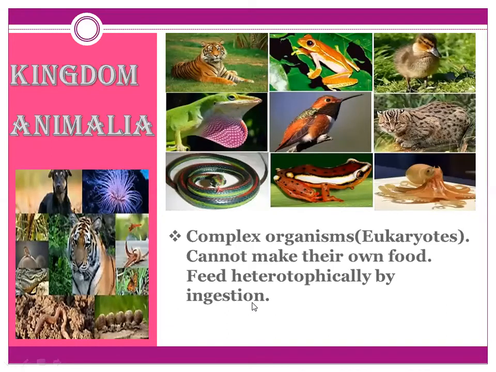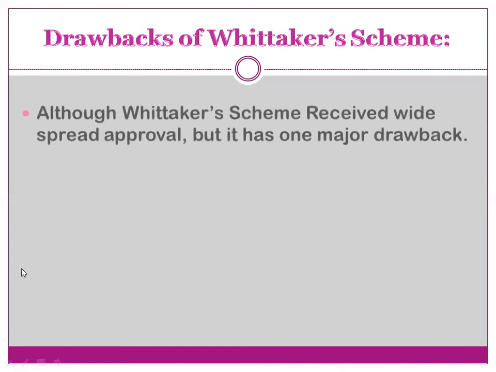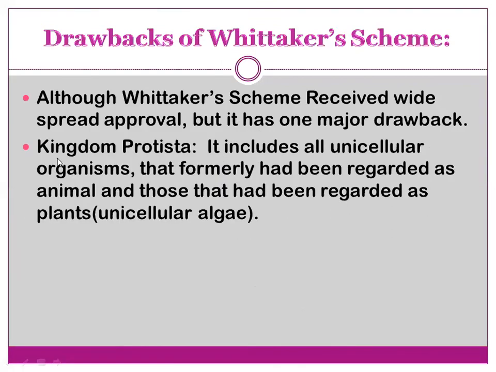So these are the five kingdoms that were proposed by Robert Whittaker. Now, the next topic is the drawbacks of Whittaker's scheme. What was the drawback? This system received widespread approval because he placed all the living organisms in different categories. But it has one major drawback. It is regarding kingdom Protista.